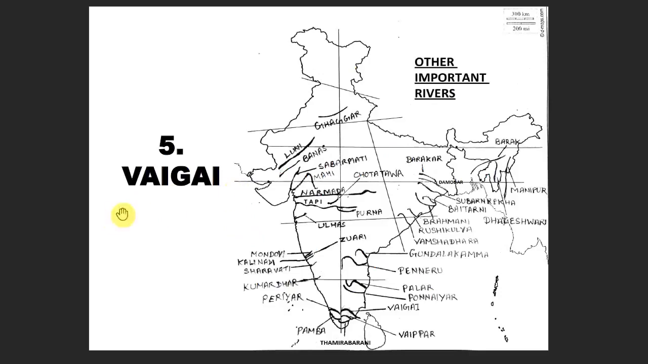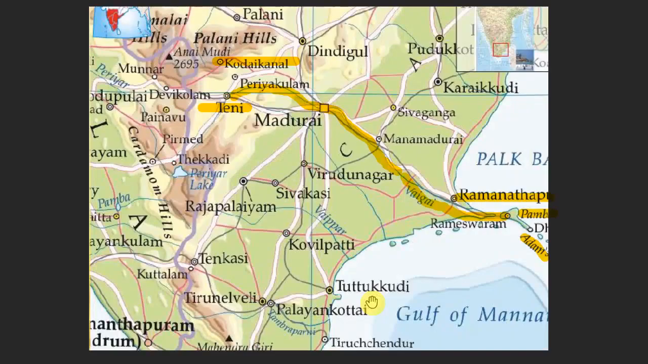Now Vaigai river, important river of Tamil Nadu. So Vaigai again originates from the southern parts of the Western Ghats, the Annamalai Hills, the Cardamom Hills region, and the important city that is located along its bank is Madurai. The center, the heart of the Sangam literature was around this region, and the river then flows into Ramanathapuram.